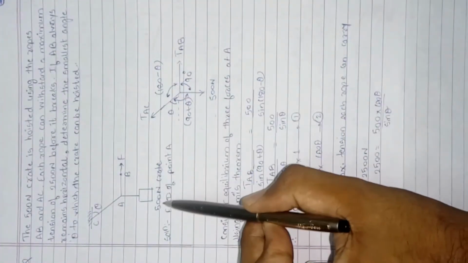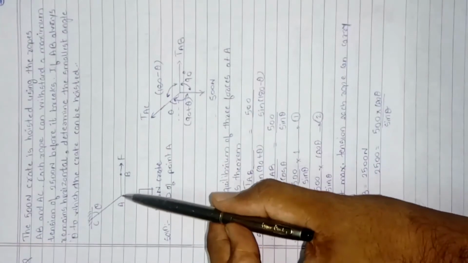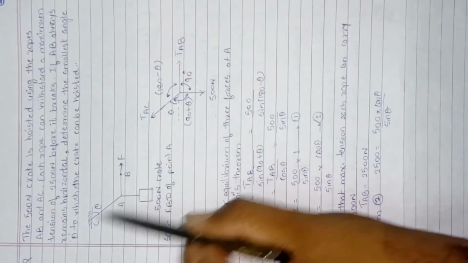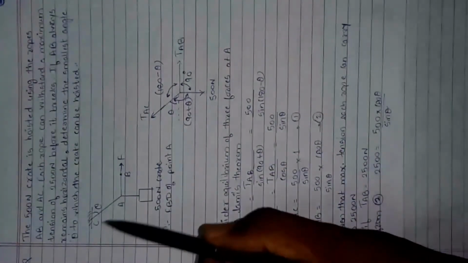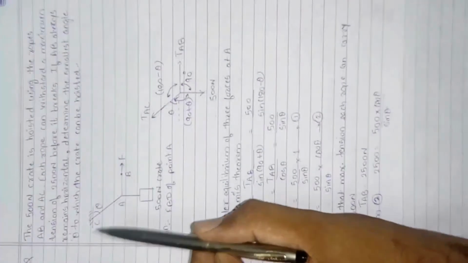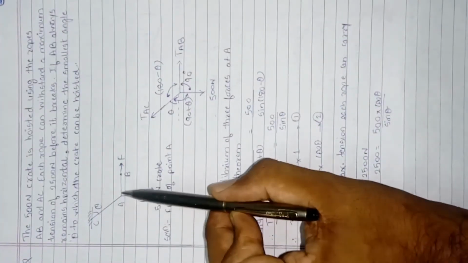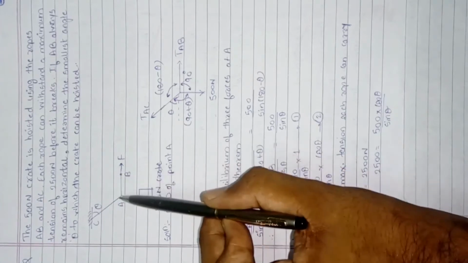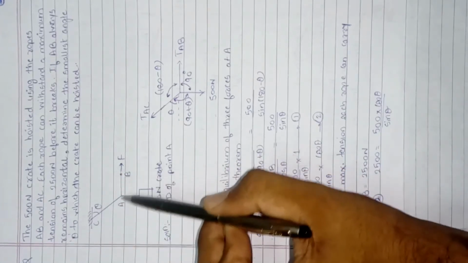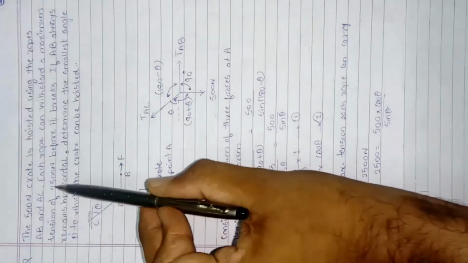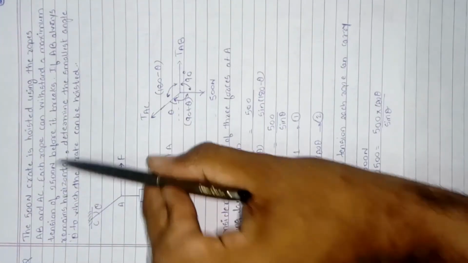The figure is given in the question. Here, this is a 500 Newton crate which is hoisted at point A. Now there are two cables: AB, which is horizontal, and AC, which is inclined. AC is making angle theta. We have to determine the smallest value of theta such that in both cables, AB and AC, the tension force should not exceed 2500 Newton.